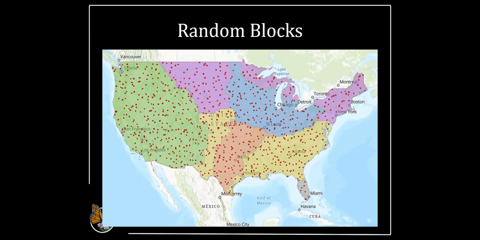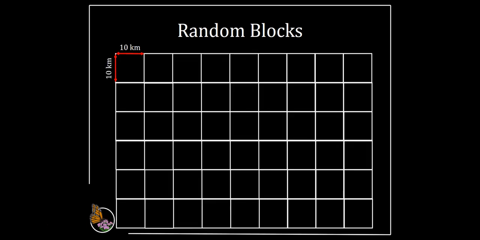You may have viewed this map on the IMMP website. This shows randomly selected priority monarch blocks. To get these blocks, we placed a 10 kilometer by 10 kilometer grid across the contiguous U.S. and randomly selected several of those grid cells to target for monitoring. For example, imagine this grid has been laid over an area of land. We used a grid like this to select monarch blocks shown on the previous map.